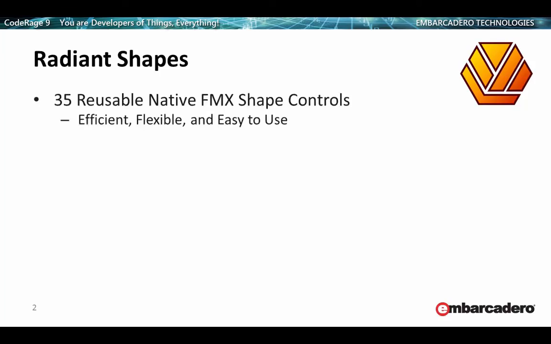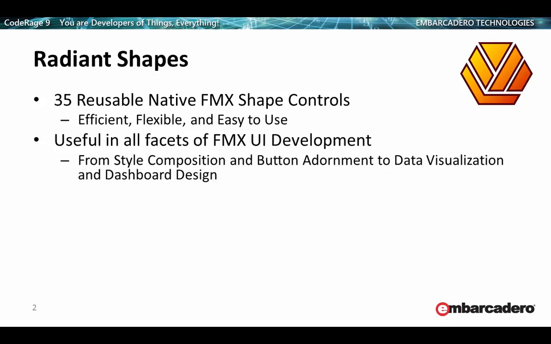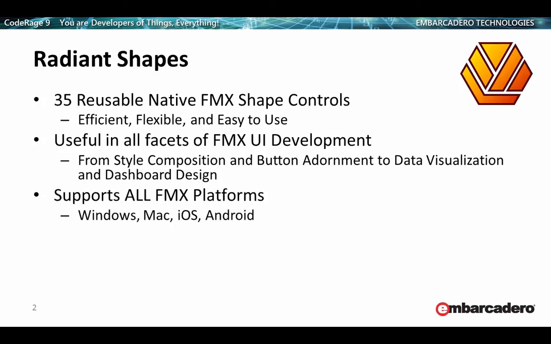Radiant Shapes is a library of 35 reusable native FMX FireMonkey shape controls. They're highly efficient, extremely flexible, and very easy to use. Everything you would expect from a Raize Software product. Radiant Shapes are useful in all facets of FMX UI design, from style composition to button adornment, all the way to data visualization and dashboard design. There's a Radiant Shape that will add value to your user interfaces and designs.